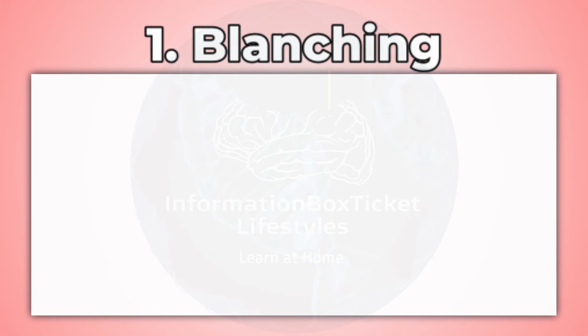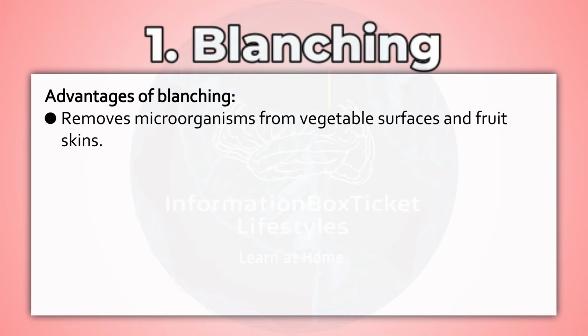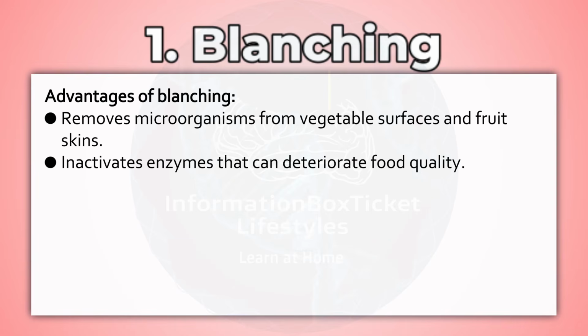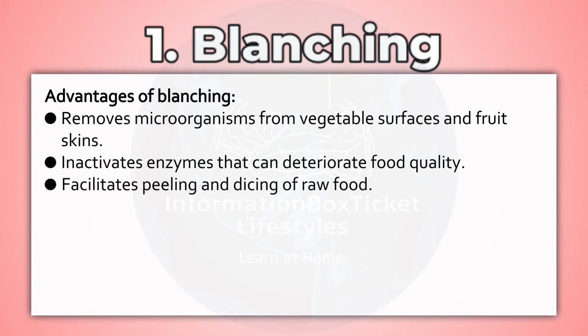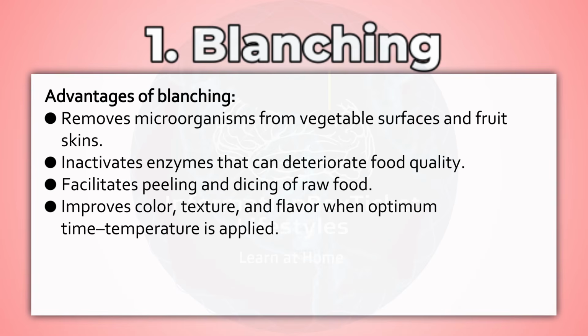Advantages of blanching: removes microorganisms from vegetable surfaces and fruit skins, inactivates enzymes that can deteriorate food quality, facilitates peeling and dicing of raw food, improves color, texture, and flavor when optimum time temperature is applied.